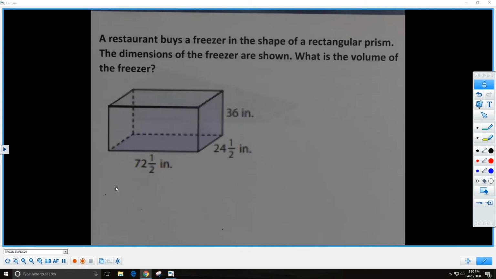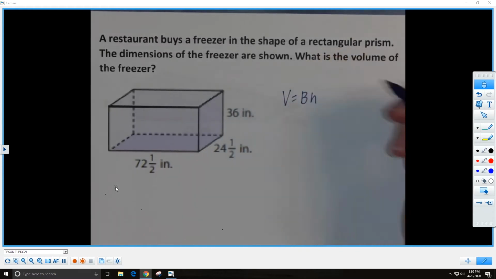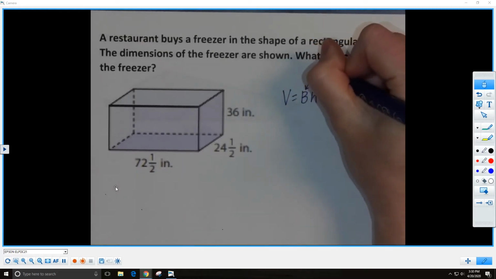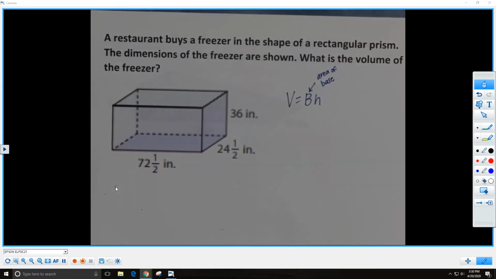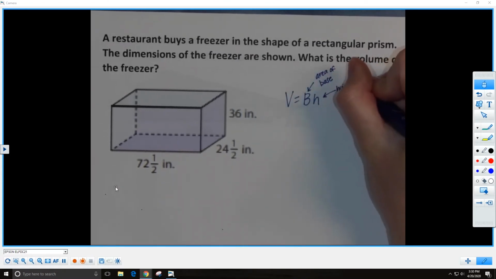Well, remember that in order to calculate the volume or the cubic feet of space inside the freezer or any prism, we have to use the formula volume equals capital B times H. And remember that B, capital B here, is the area of the base. Just like in our last one, the base was a triangle and we found the area of that triangle. And H is the height.